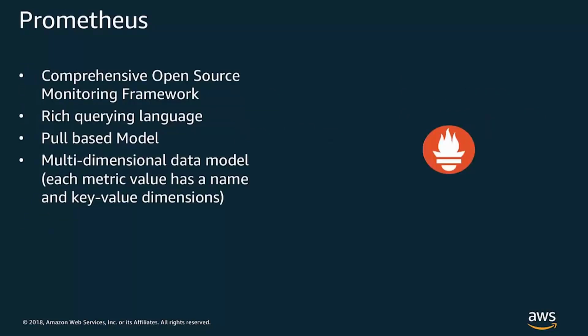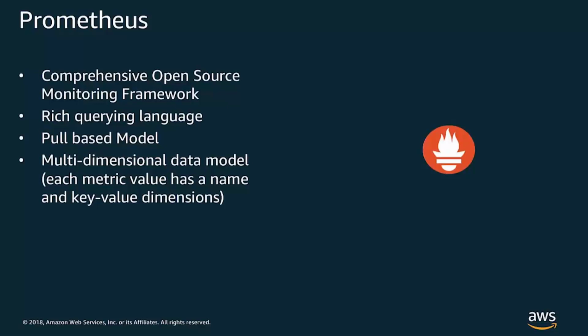So Prometheus itself is a very comprehensive open source monitoring framework. It has a really rich querying language. And one thing that's interesting about it is it's a pull-based model. So you have microservices running in your cluster. They expose a metrics endpoint. And then you configure Prometheus to pull metrics from the endpoint and store it, and then you can visualize it. Prometheus has a sort of rudimentary visualization endpoint, or you can hook up Grafana or something like that, or export them to CloudWatch and visualize them there.